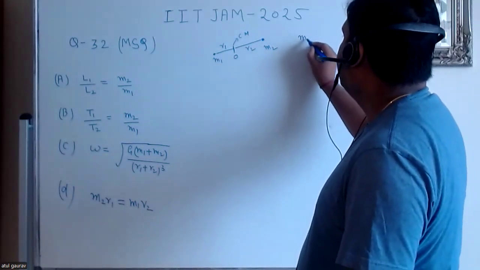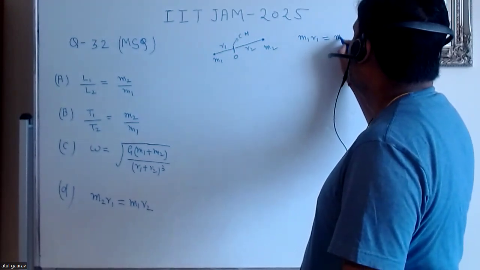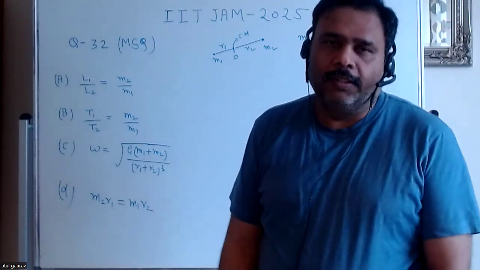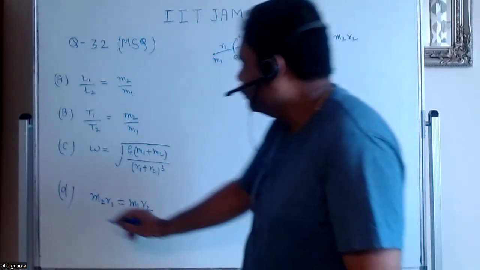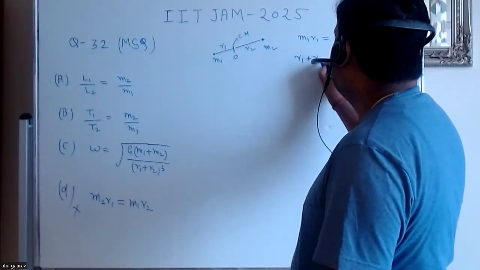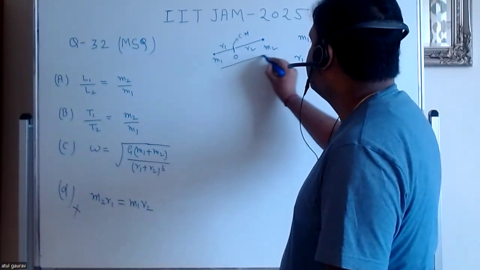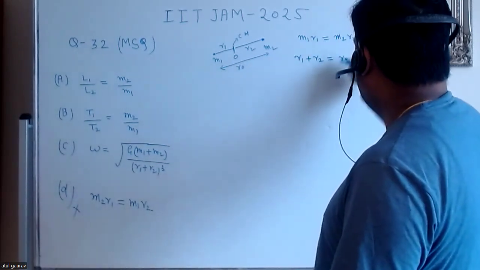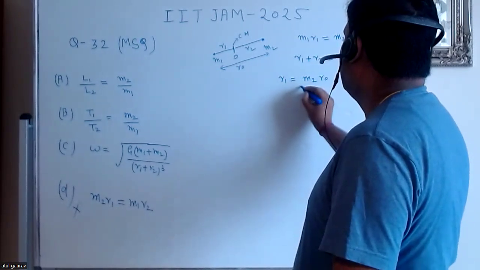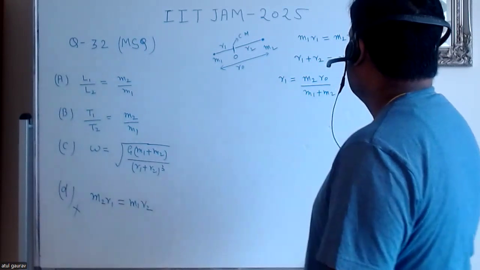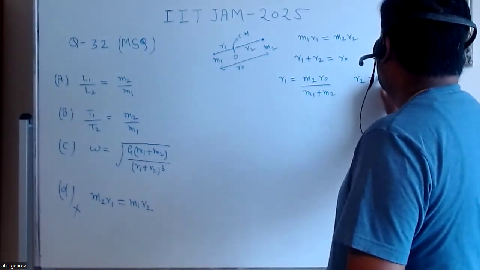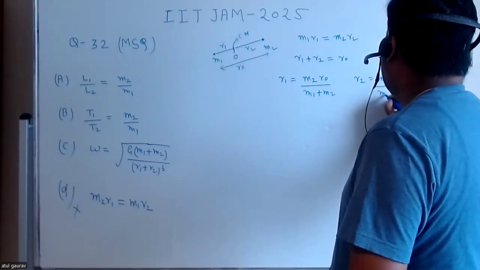The first thing we get is m1 r1 is equal to m2 r2, because the center of mass is a point about which the moment of mass is the same. So this is the concept of center of mass. So obviously option D is wrong. Now here we can have r1 plus r2 is equal to R0, where R0 is the distance between them. If we solve these two equations, we get r1 is equal to m2 R0 by m1 plus m2, and similarly r2 is equal to m1 R0 by m1 plus m2.